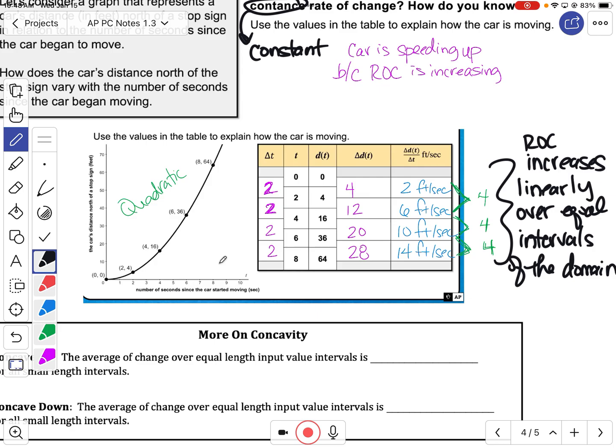So our rate of change increases linearly. It went up a constant amount over equal intervals of the domain.